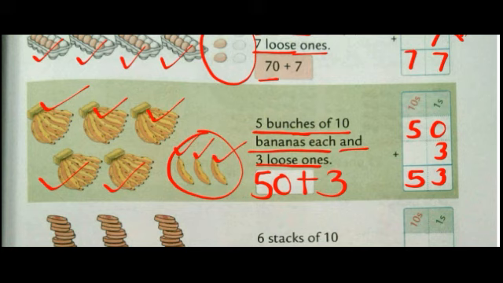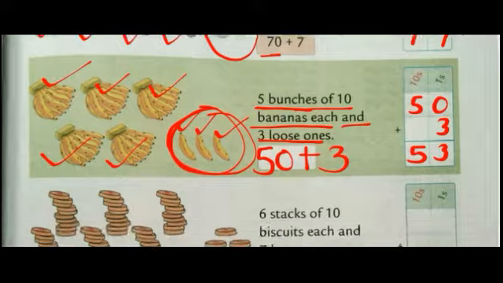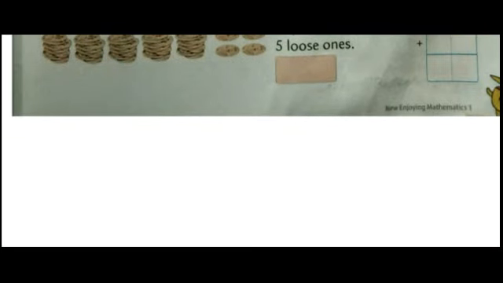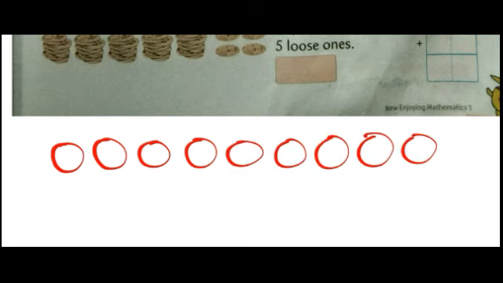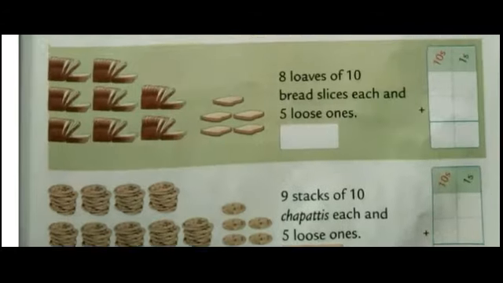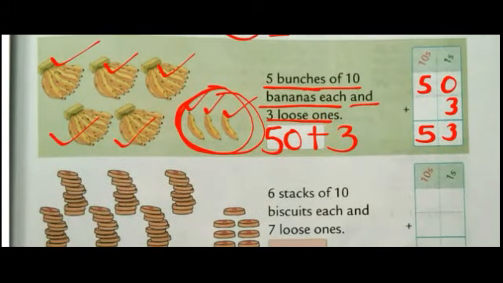So what will be the missing number in this one? How many bananas are missing here? To find out that, let's draw. Suppose these 10 bananas were there. 1, 2, 3, 4, 5, 6, 7, 8, 9, 10. Now out of that, only 3 bananas are left here.